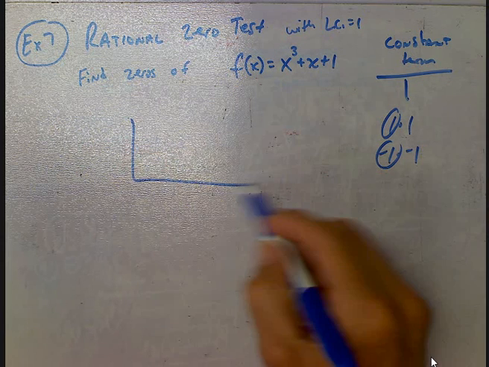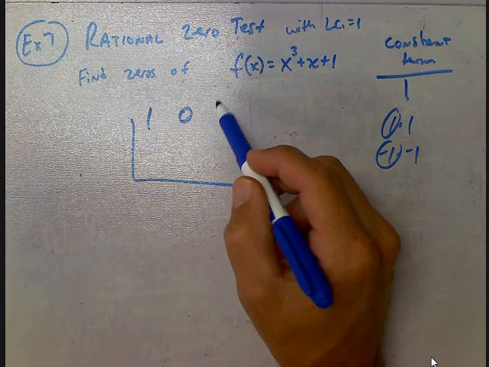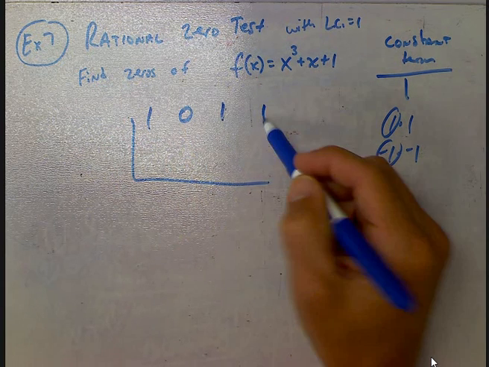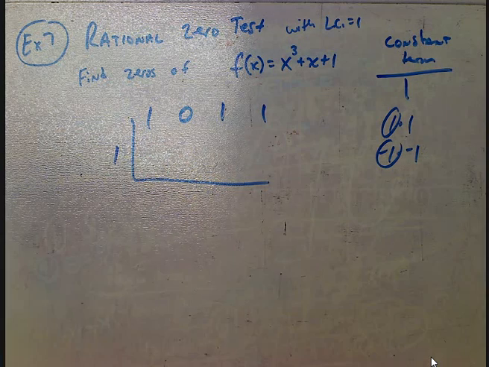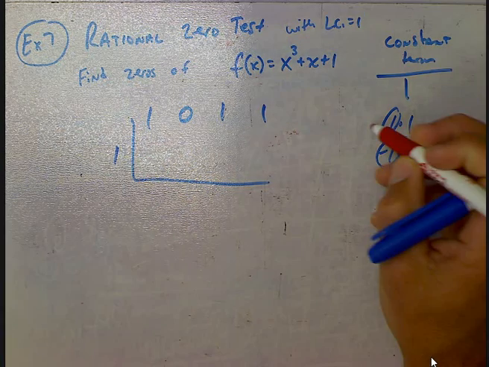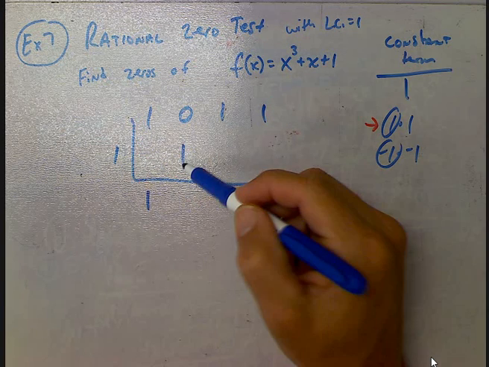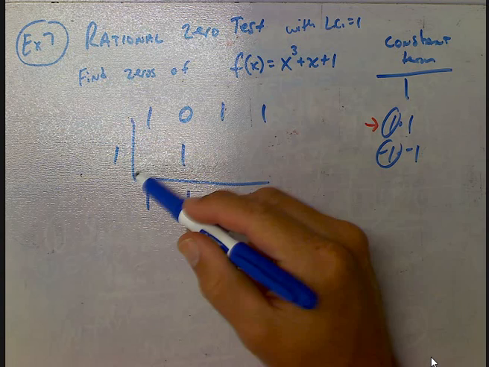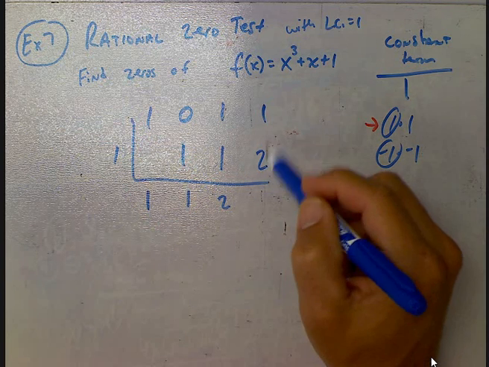X cubed is 1. Remember, x squared is 0. X is 1, and the constant is 1. Then we'll put 1 on the outside, so we're testing this one first. Bring down the 1. 1 times 1 is 1. 0 plus 1 is 1. 1 times 1 is 1. 1 plus 1 is 2. 1 times 2 is 2. 1 plus 2 is 3.